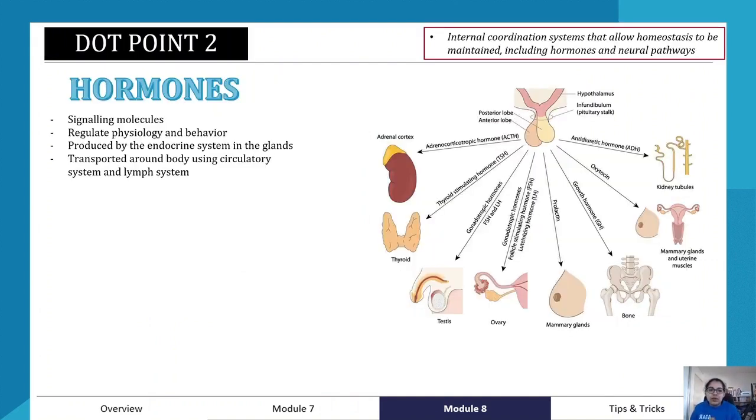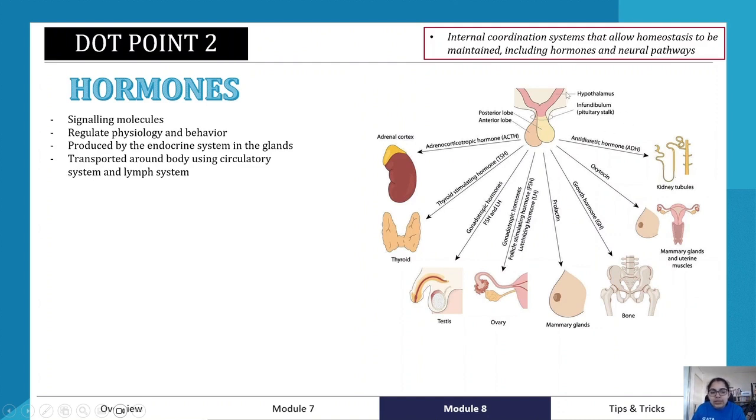So let's have a quick look at hormones specifically. This is part of the second dot point: the internal coordination systems that allow homeostasis to be maintained, including hormones and neural pathways. Hormones are signaling molecules. They regulate physiology and behavior, and they are produced by the endocrine system in the glands. Some glands that do that include the adrenal cortex, thyroid, testes, ovaries, mammary glands, bones, uterine muscles, and also kidney tubules.